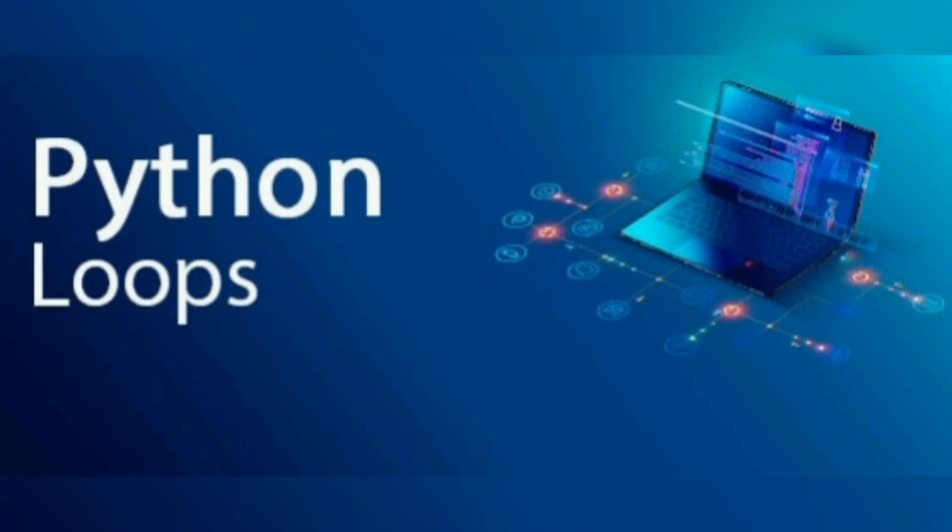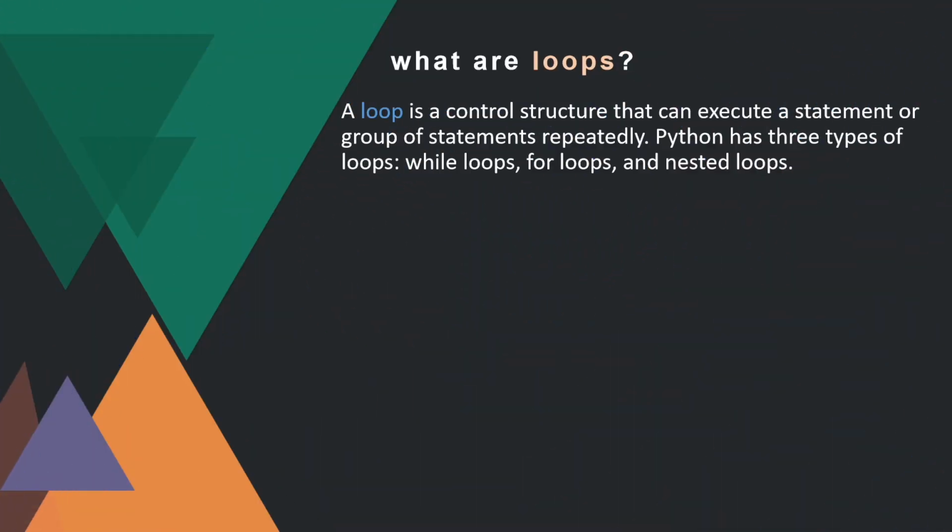And now we are going to look at what loops are. A loop is a control structure that can execute a statement or a group of statements repeatedly. Python has three types of loops: while loop, for loop and nested loop.